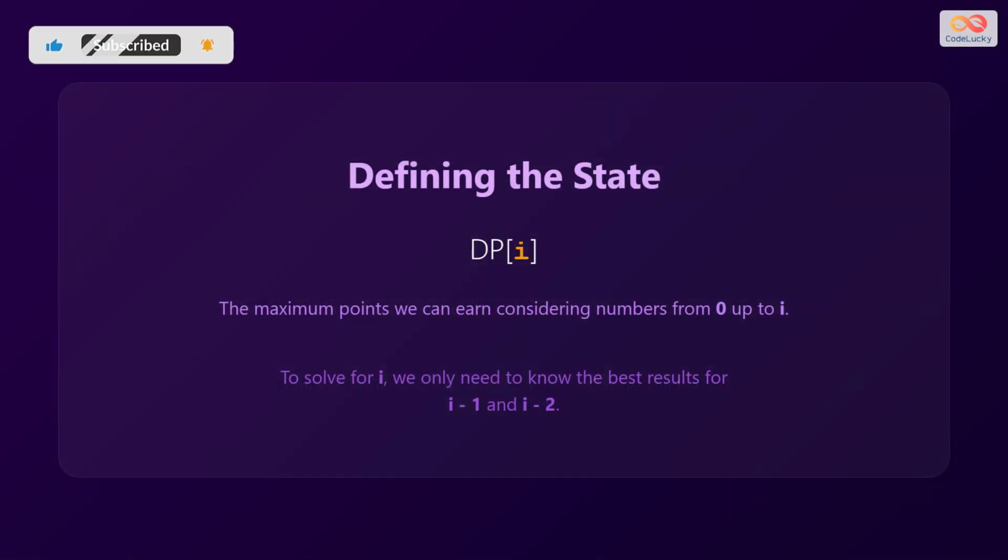Now we can define our dynamic programming state. Let's say dp of I represents the maximum points we can earn considering numbers from 0 up to I. To calculate the best score for the number I, we rely on the subproblems we've already solved for previous numbers.